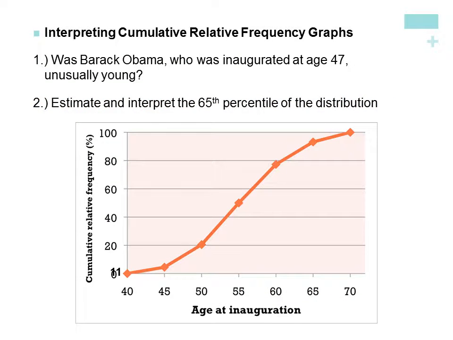All right, take a minute and see if you can answer this question based on what we just talked about. Go ahead and pause the recording, and then we'll take a look at the answer. Was Barack Obama, who was inaugurated at 47, unusually young? And then estimate, notice, and interpret the 65th percentile of the distribution. Remember, interpret means in context, and you have to explain exactly what the 65th percentile means.